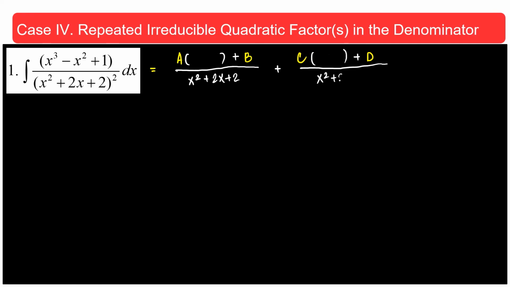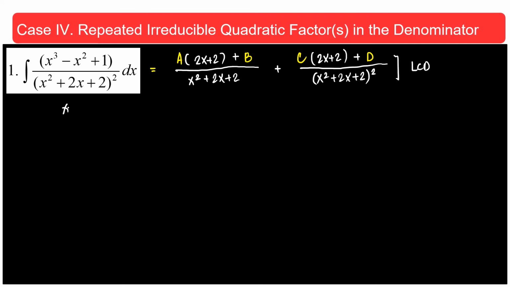X squared plus 2x plus 2 squared. Guys, can you please help me with this? What's the derivative of the denominator? Can you dictate? 2x plus 2. Very good. So we'll just write the derivative of the denominator. Okay. So multiply everything by the LCD.